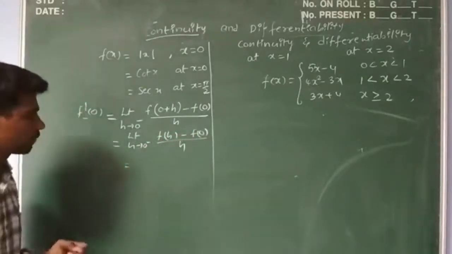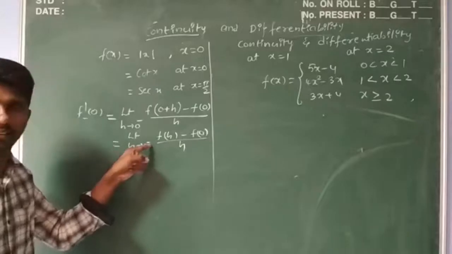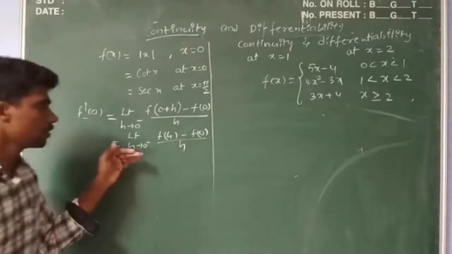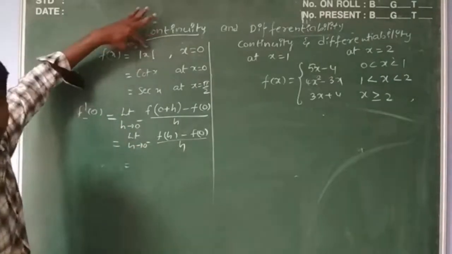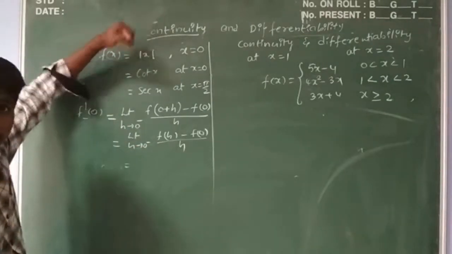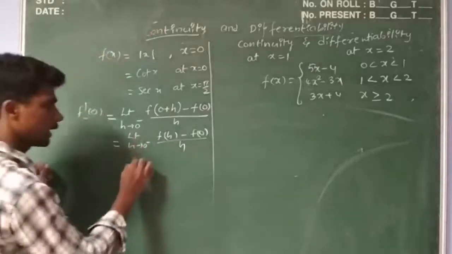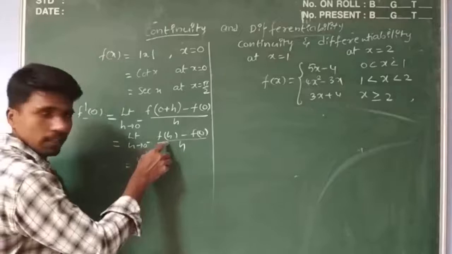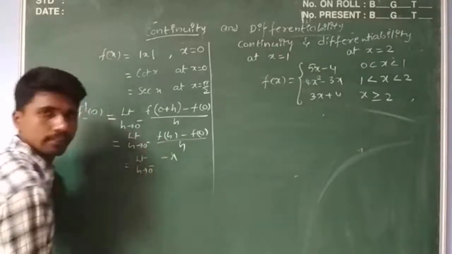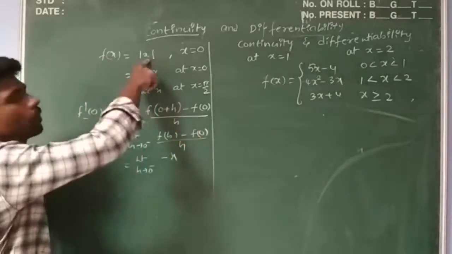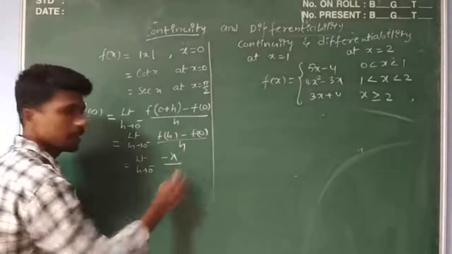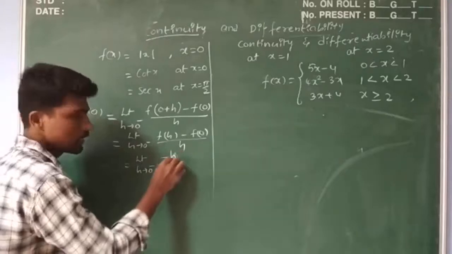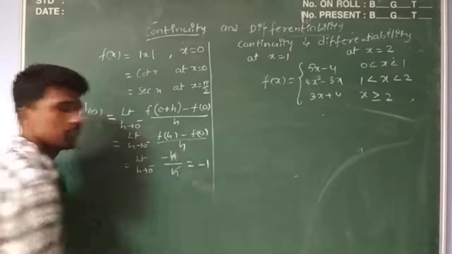Now you see, for 0 minus, slightly less than 0, for negative numbers, modulus of x acts as minus x. So I can write it as limit h tending to 0 minus, modulus of h is minus h, minus f(0), modulus of 0 is 0, by h. h and h get cancelled. My answer is minus 1.